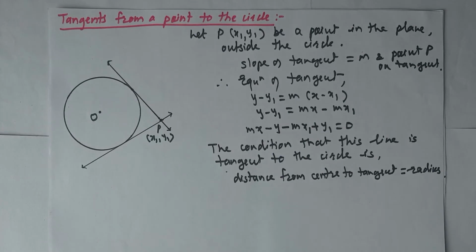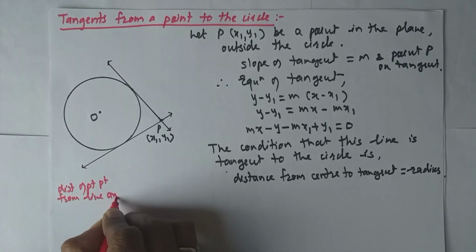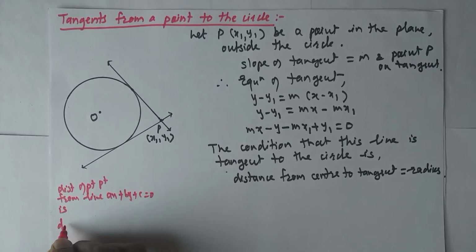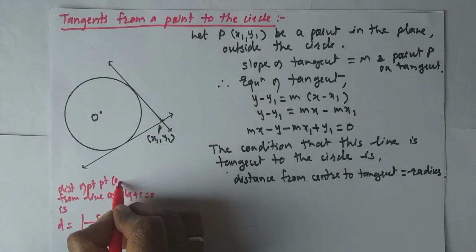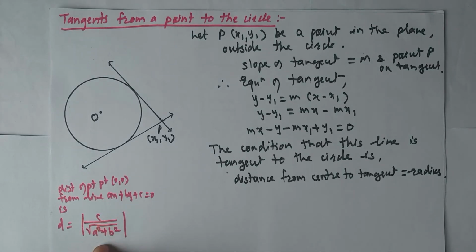And how do we find the distance of a point from a line? We have studied in our chapter straight line that the distance of the point from the line ax plus by plus c is equal to 0, what is the formula? If the point is the origin, the distance of the origin from the line is c divided by under root a square plus b square. C is the constant term, a and b are the coefficients of x and y.